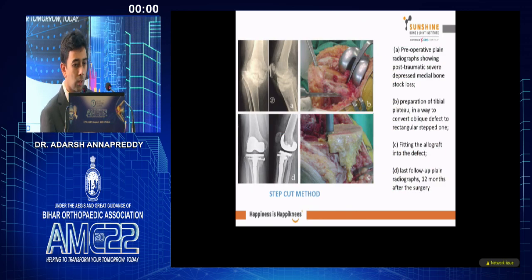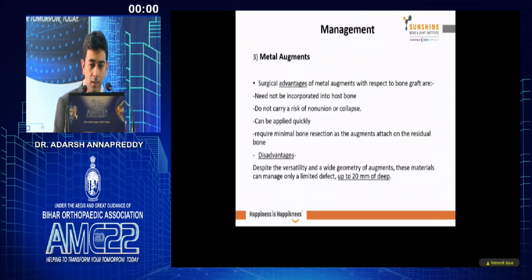How do you do it? This is the X-ray. This is the defect that you have to shave off to get a nice proper step, put your graft in there, and this is what the X-rays look like after it's been screwed in. Of course, you have metal augments. The surgical advantages are that it doesn't have to be incorporated into the host bone, doesn't carry the risk of non-union or collapse, and can be applied very quickly. Unfortunately, we only have up to 20 mm depth.